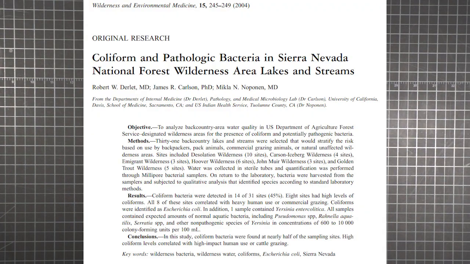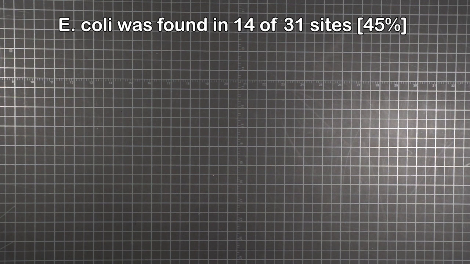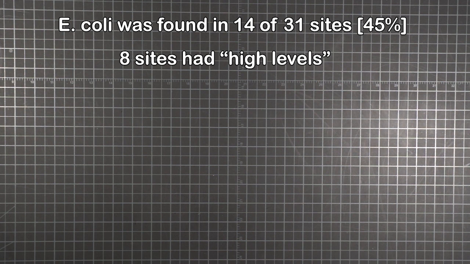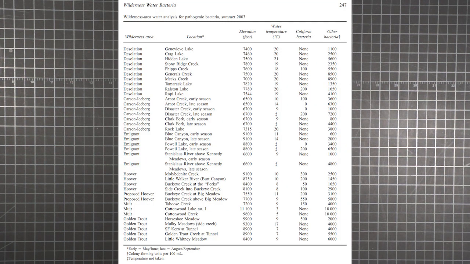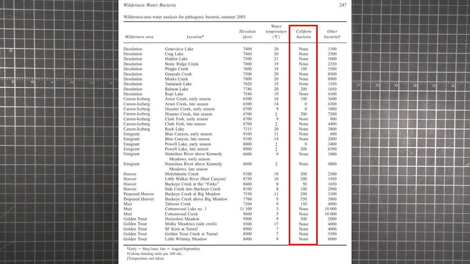This paper from Wilderness and Environmental Medicine sampled 31 sites in the Sierra Nevada National Forest. Coliforms identified as E. coli were found in nearly half the sites studied. 8 of those had high levels of coliforms, all of which correlated with heavy human use or commercial grazing. And this table shows the concentrations detected. Note that the units for coliform bacteria are in CFUs per 100 milliliters. So we have to add a 0 onto all these numbers to get the amount per liter.